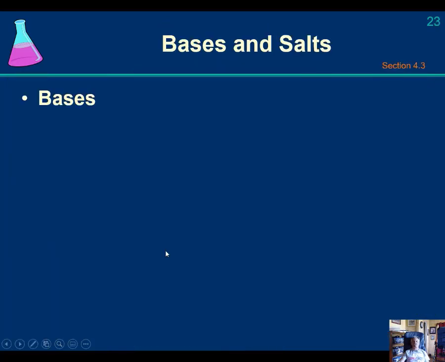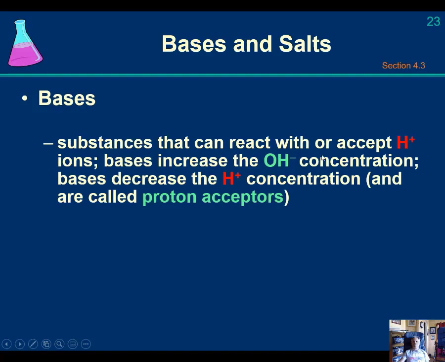Okay? Bases and salts. Bases. Here we go with bases. Well, bases are metal hydroxides. So substances that can react with or accept hydrogen ions. Bases increase the hydroxide ion concentration. Bases decrease the hydrogen ion concentration. We call them proton acceptors. So just like acids are proton donors, bases are proton acceptors. They decrease the concentration of hydrogen ion.